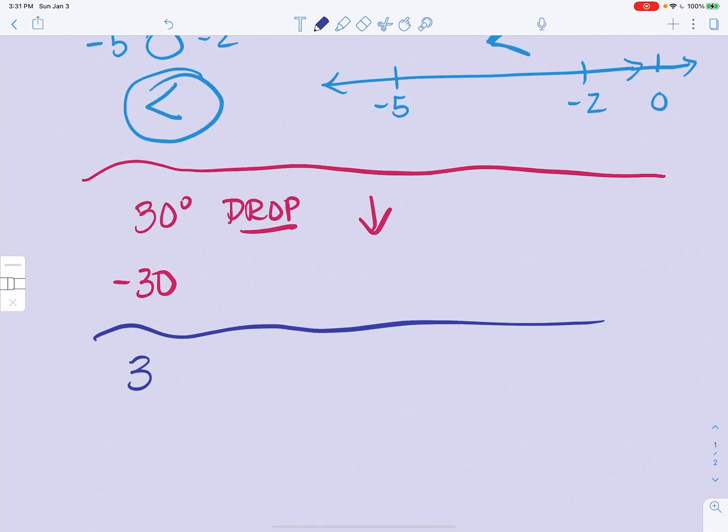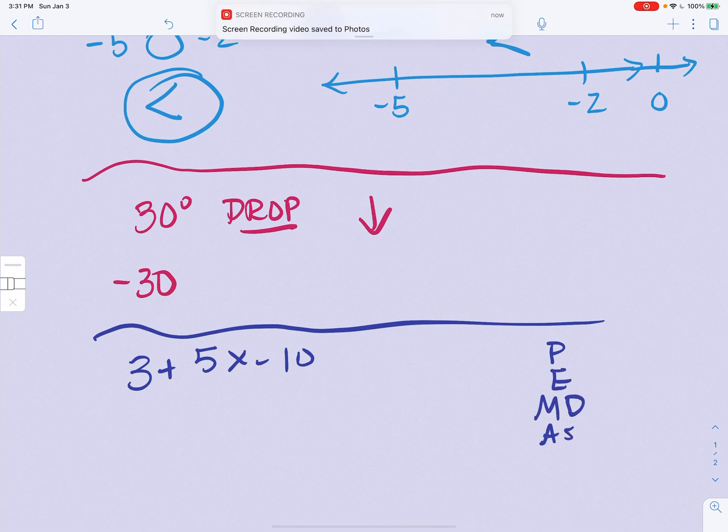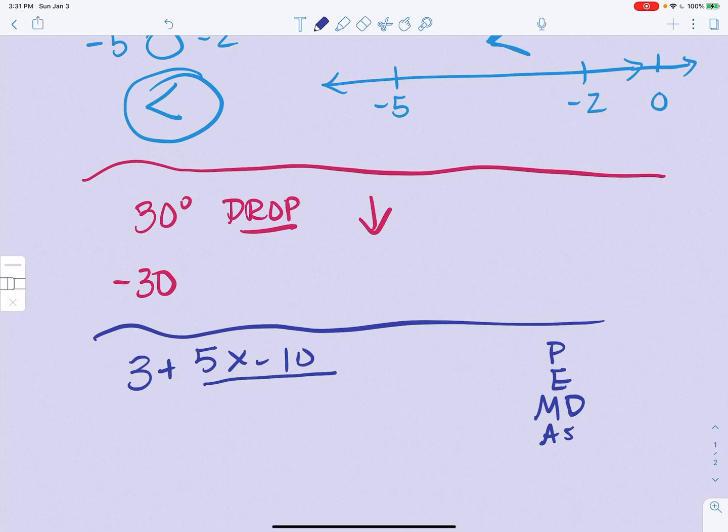is order of operations. 3 plus 5 times -10. So P, E, M, D from right to left, A, S. So that means I need to multiply and divide first. That means I'm going to start with this. 5 times -10. So that's a positive times a negative becomes a -50. Bring down my 3 plus -50.